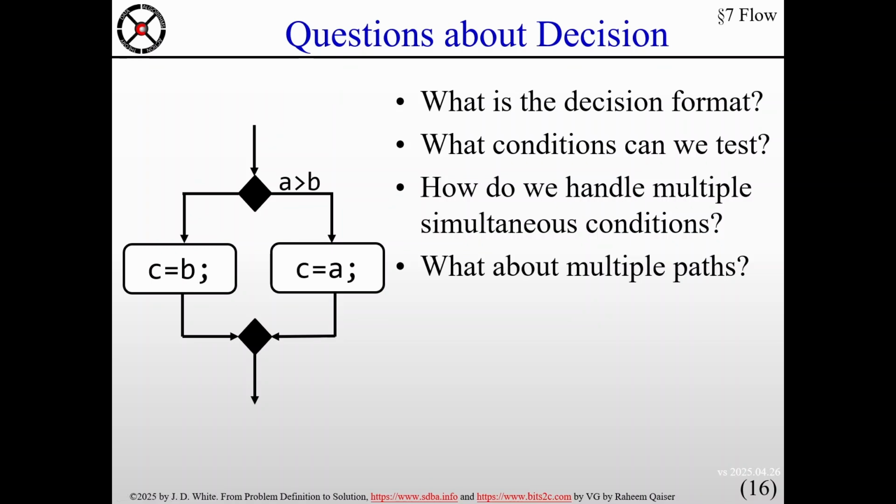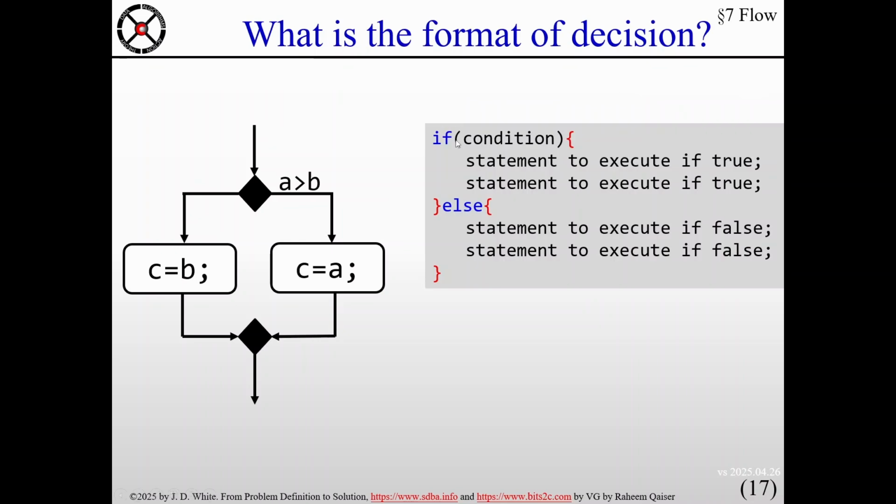First of all, the decision format. If some condition in brackets, which has to be true or false, then we have curly brackets, and then we can put as many statements as we want. Then we have a curly bracket, then we have else with another curly bracket and a whole bunch of statements to execute if this condition is false. We execute all these statements and end. Only one of the two is done. You will never go both ways. Only one is done.